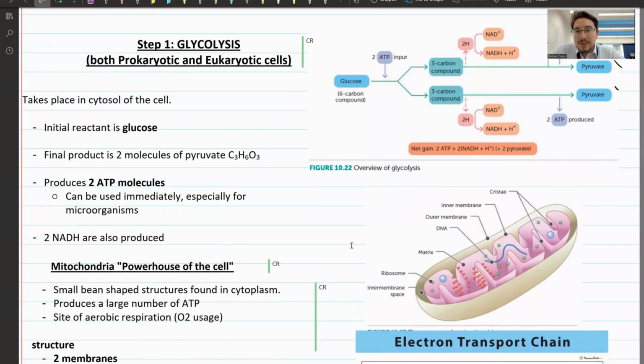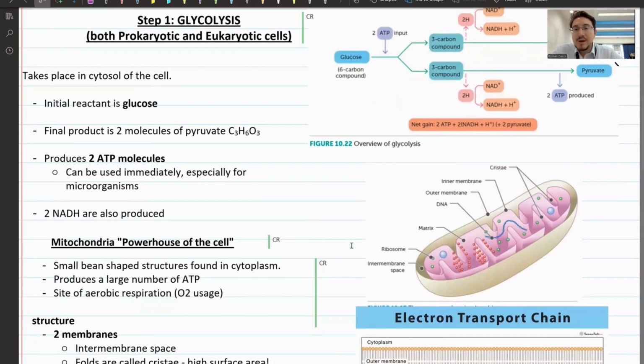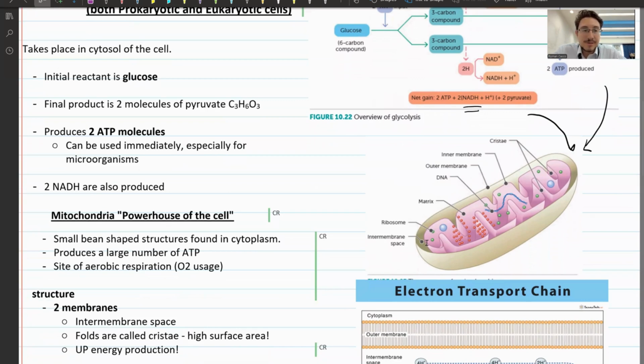And then remember, this is all occurring in the cytosol. And you also have NADH being formed. Now, these products, the pyruvate and the NADH, they're going to migrate into the mitochondria. This is going to the second stage of cell respiration.